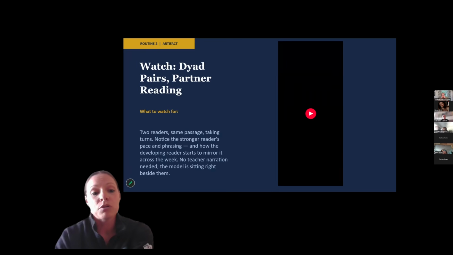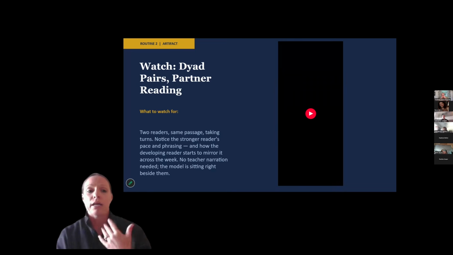So here's an example of my students participating in their dyad reading pairs. So you will see that there are two students together. They are reading the same passage and they're taking turns reading paragraph for paragraph.